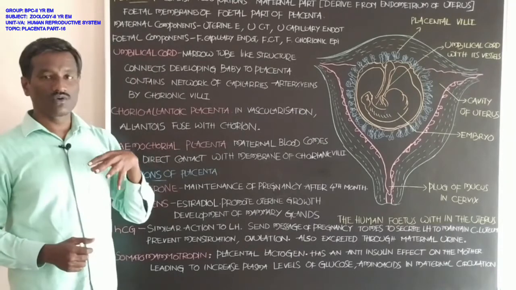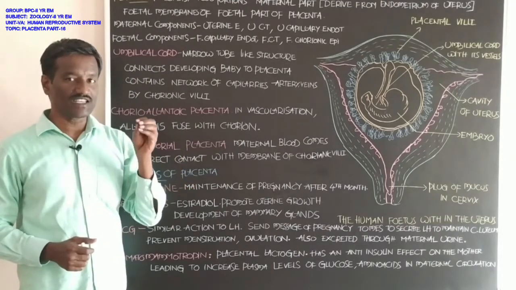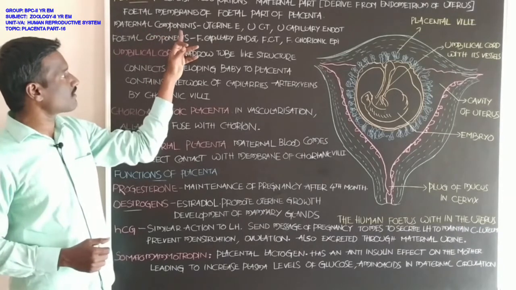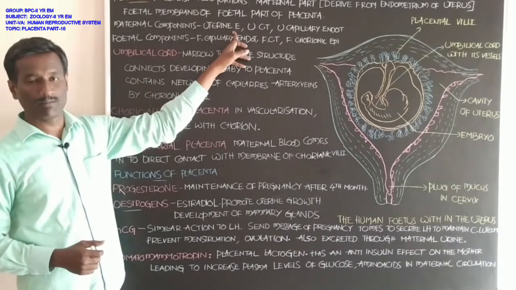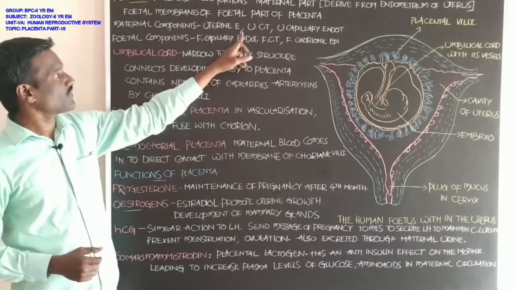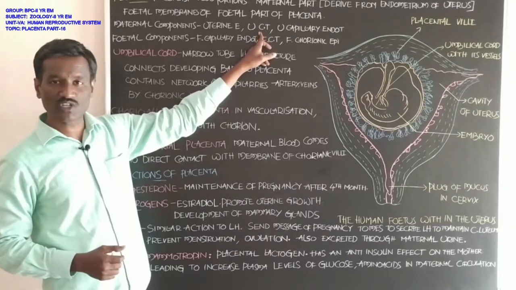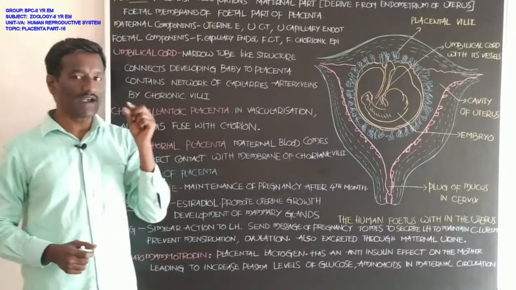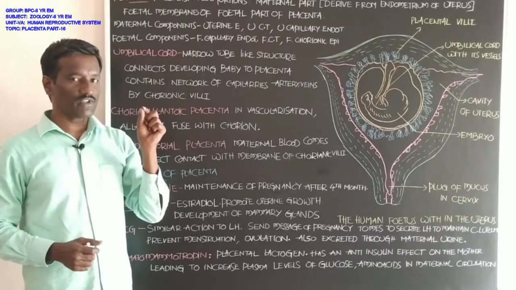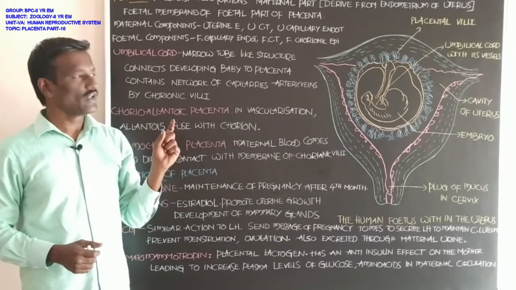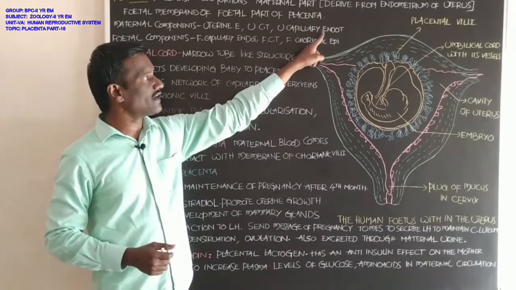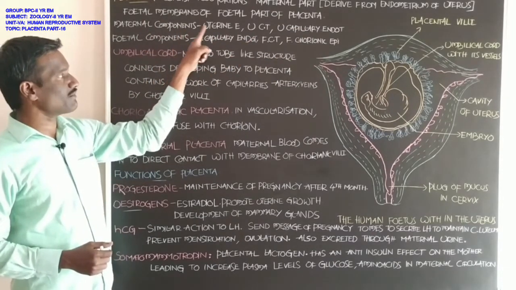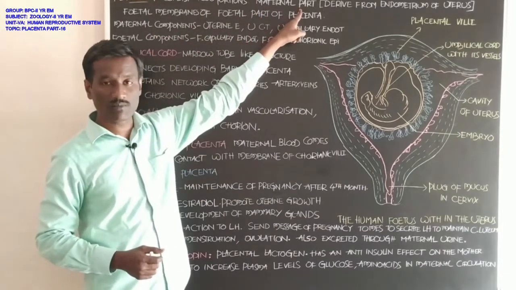Student, what about the different types of components present in these two portions? The maternal part consists of maternal components: uterine epithelium, uterine connective tissue, and uterine capillary endothelium. Capillary means blood capillaries, which are made up of a single layer, the endothelium. These three form the maternal components that form the maternal part of the placenta.